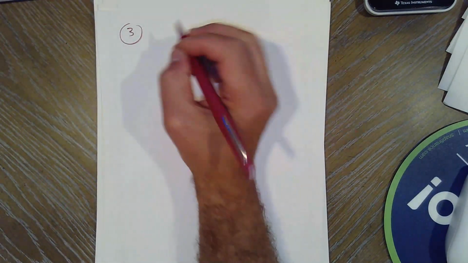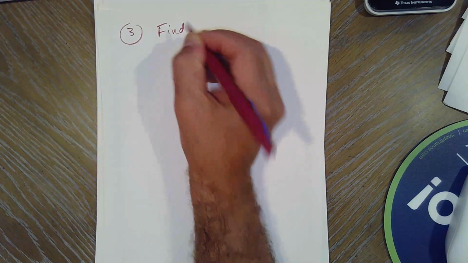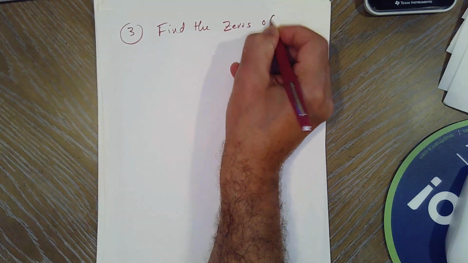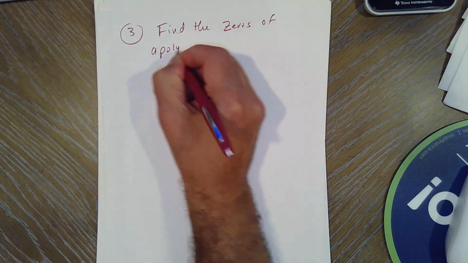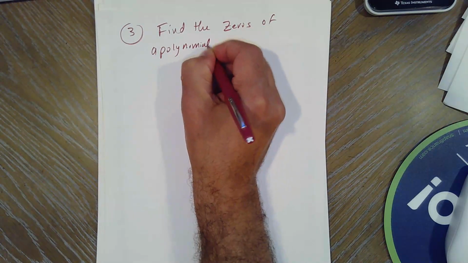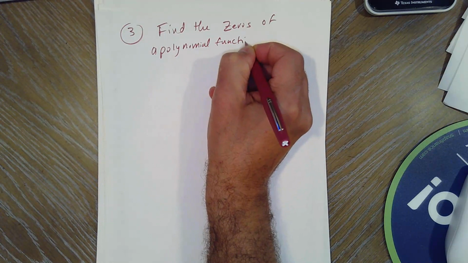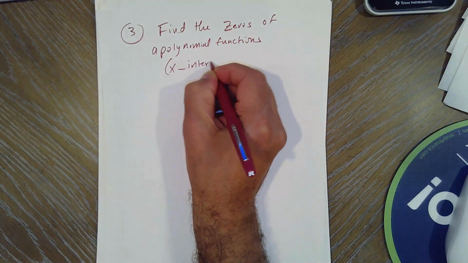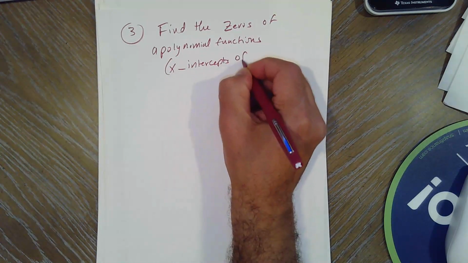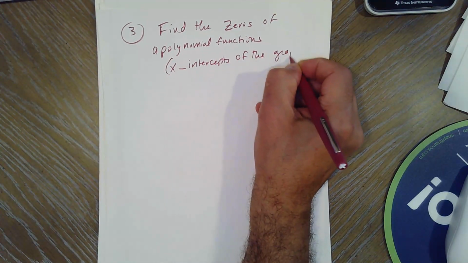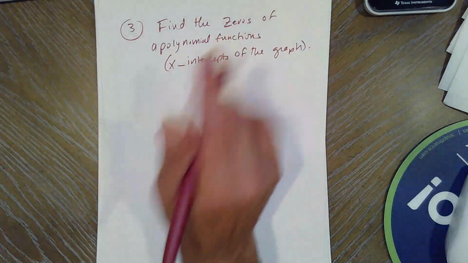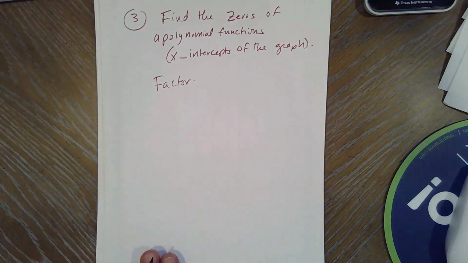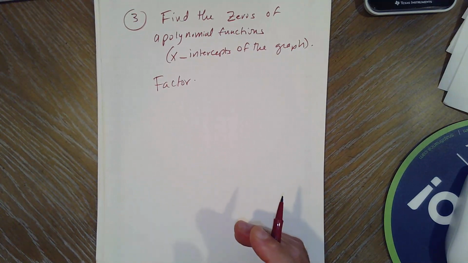So after doing that test, we're going to find the zeros. This is the most important step. Find the zeros of a polynomial function. And the zeros are actually the x-intercepts of the graph. In this case, if it's possible, we're going to factor. If not possible, then that's going to be the next section. So by factoring, it should work in this case.